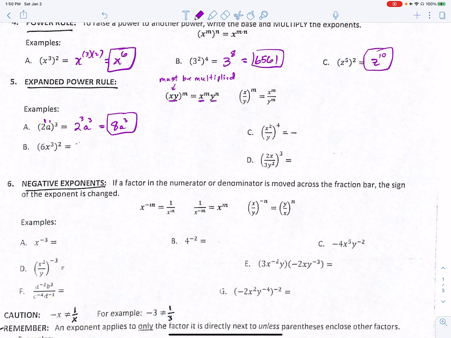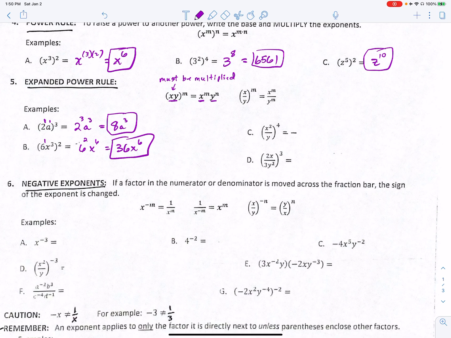Part B, we have 6 to the 1st and x cubed. And both of these, you're squaring these, so multiply both of those exponents times 2. So you're going to get 6 squared, x to the 6th, or in other words, 36 x to the 6th.